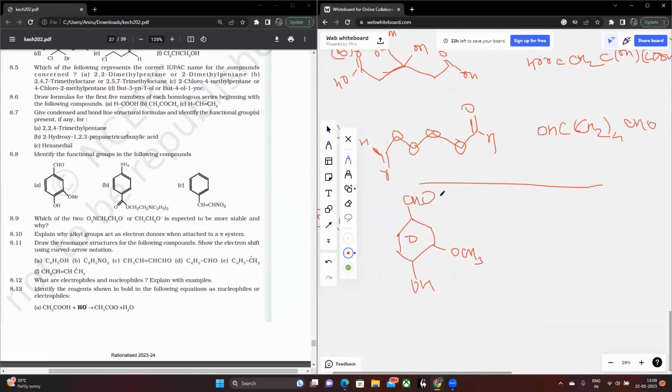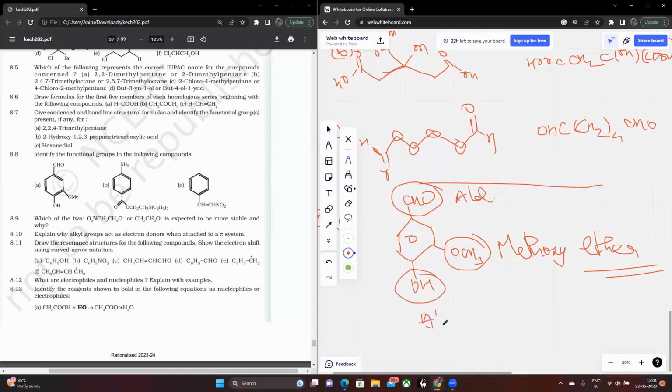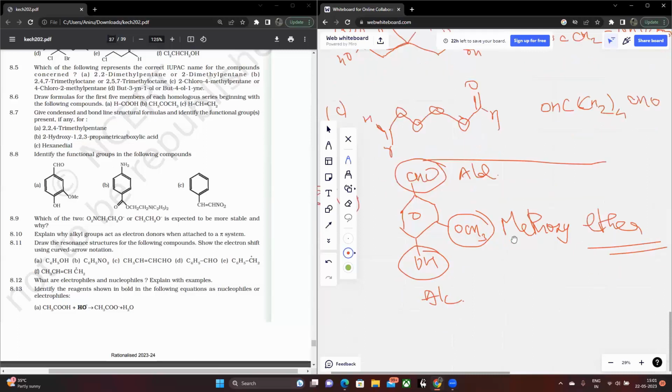Right? So you have this as an aldehyde, this as a methoxy group, right? It's a methoxy ether, right? The functional group is an ether, but if you have to be specific, it's a methoxy ether, right? And this is an alcohol, right? ALD is an aldehyde, ALC is an alcohol, right?